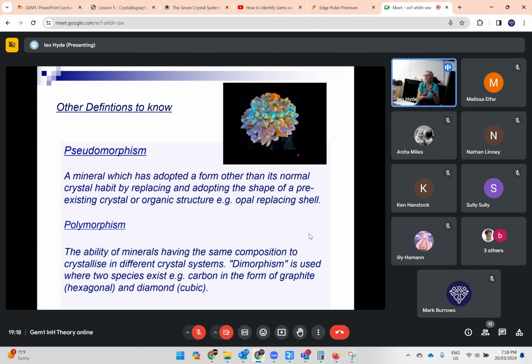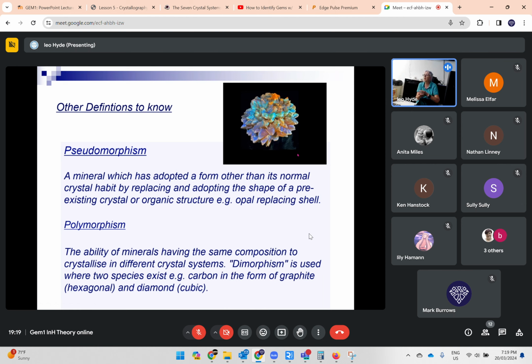Poly means many forms. So what's diamond made of? Carbon. Is there any other mineral that's made of carbon? Graphite. Yeah, graphite. So they're both made of carbon. What's the difference? The heat and pressure when they've been formed. The bonding is very different. So diamond's in the cubic system, graphite's in the hexagonal system, and they have very different properties. So polymorph means the carbon can be two different things.